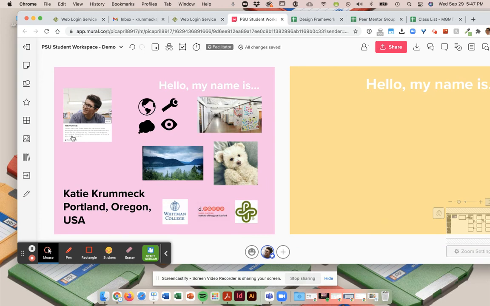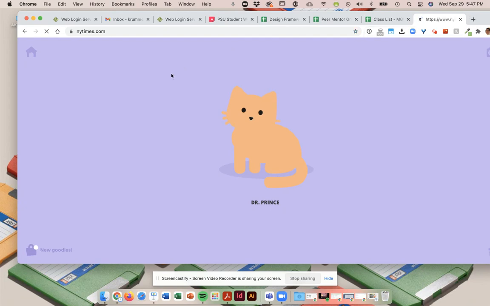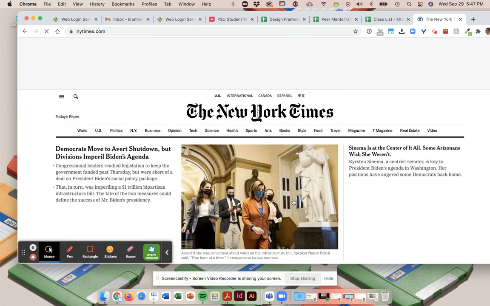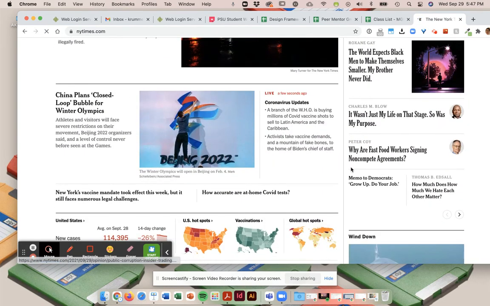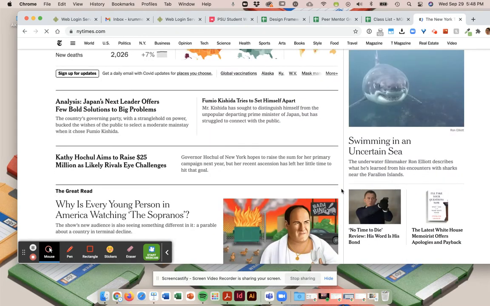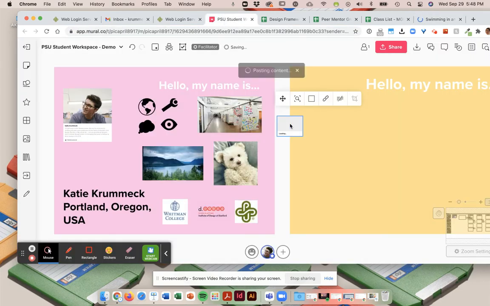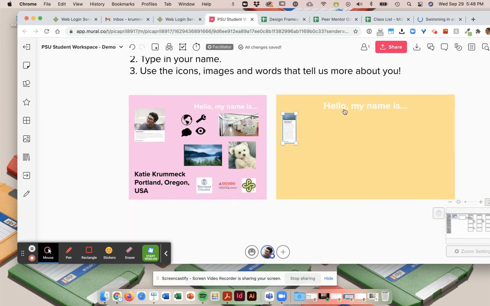this is what happens when you click or when you paste a URL. So if I go to the New York Times, and maybe I want to have something about sharks. I can click on this URL here, hit copy, and then I can paste it here, and it will link actually to the article, which is also really handy and useful. So I would recommend that as well. So those are some of the basics of Mural.